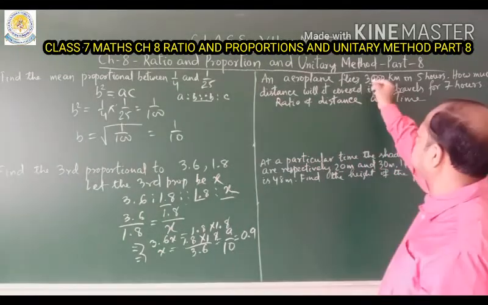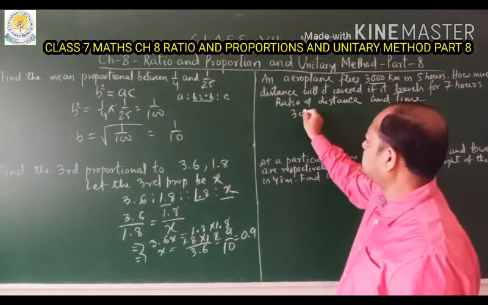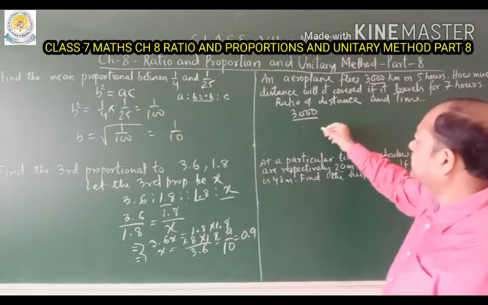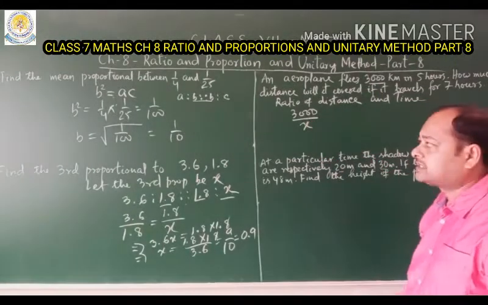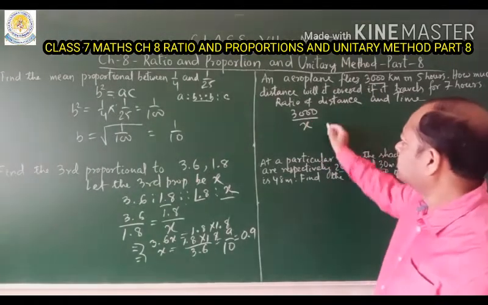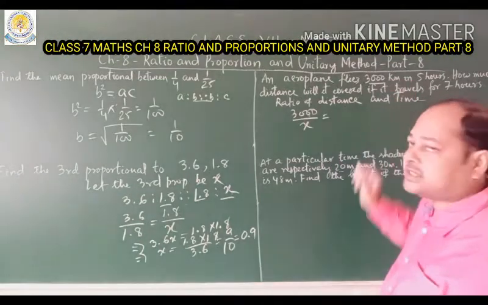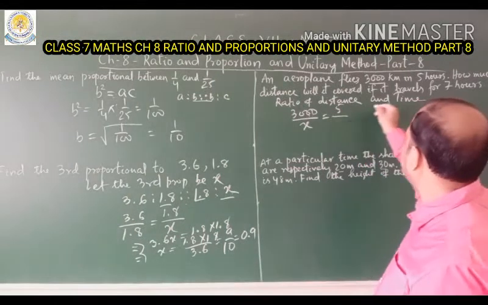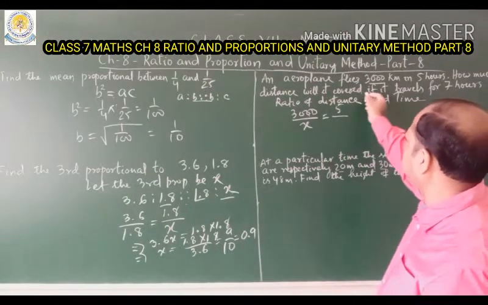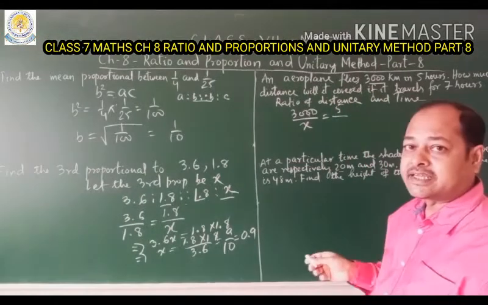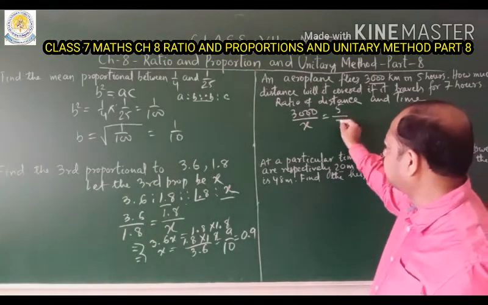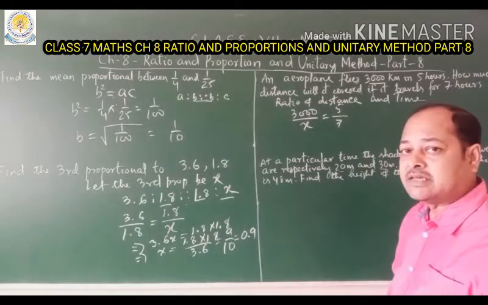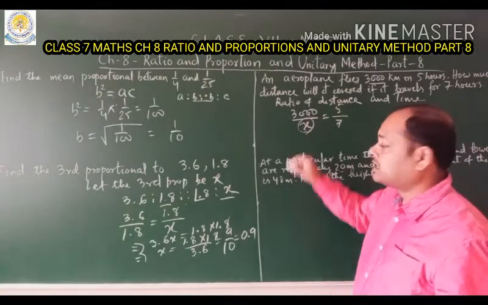What is the first distance? That is 3000, and the second distance we have to find out. Let the next distance be x. For 3000, the time is 5, so write 5 here. And how much distance will it cover if it travels for 7 hours? The second time is given, so write the second time. For x distance it will travel for 7 hours. So we have to find out x here.